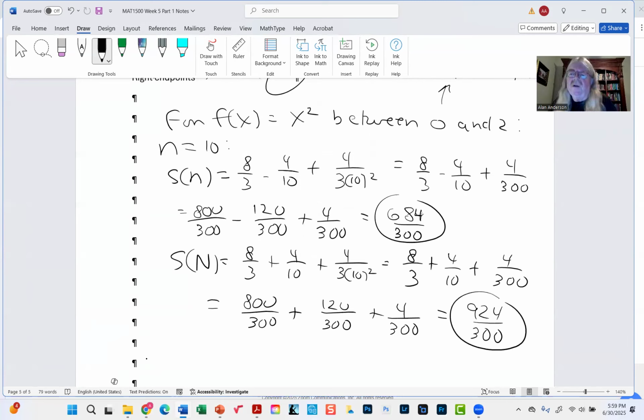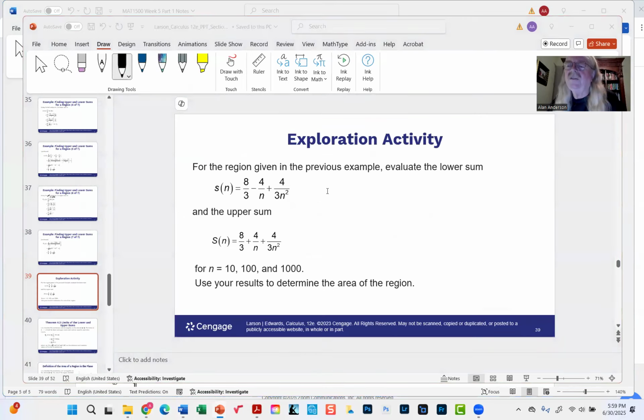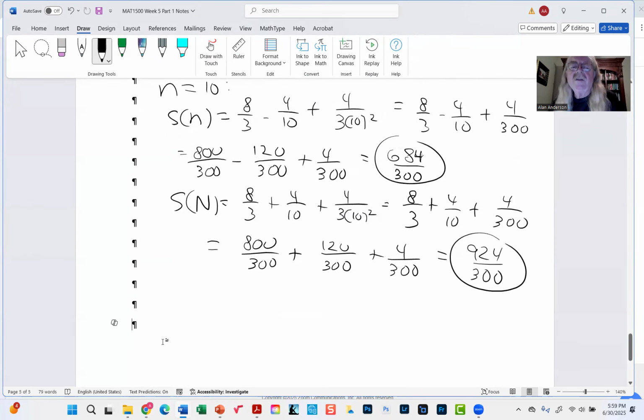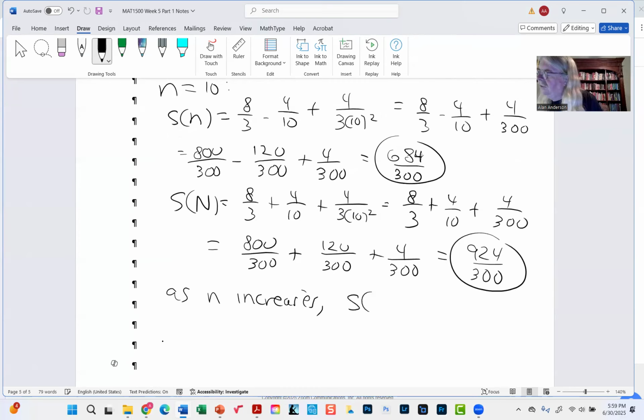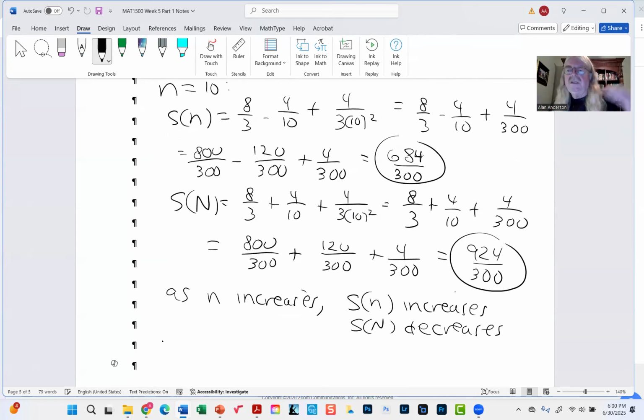So they're pretty far apart. Now, let's do one more of these. I know they wanted us to do 3 of these, but let's just try 100. Because what I think they want you to notice is that as n rises, s_n will increase, S capital N decreases. And eventually they'll equal each other, and that number they're equal to is the correct value of this area.